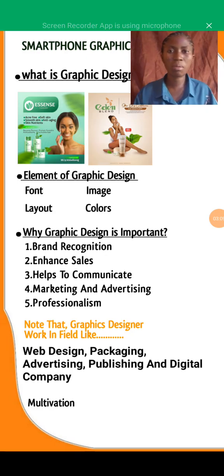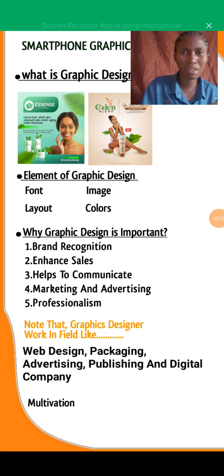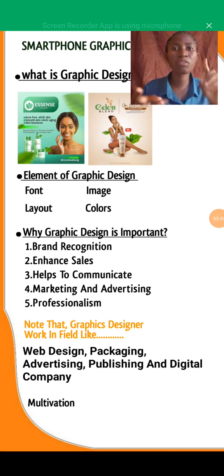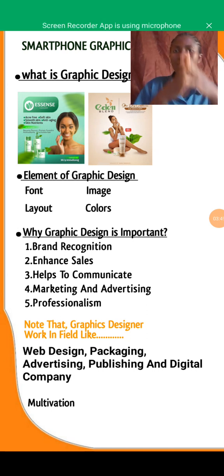Then the next one we'll be talking about is elements of graphic design. We have the font, the layout, the image, and the colors. I'll be taking it one after the other. When you talk about fonts, what do you mean by fonts? Font means style of writing. In a classroom of 10, 20, 30, 40 students, they have different handwriting, they have different styles of writing. MA graphic design or smartphone graphic design can be written in italics, in cursive, or in slant, but all centers on smartphone graphic design. Hope you understand. So that is just it.